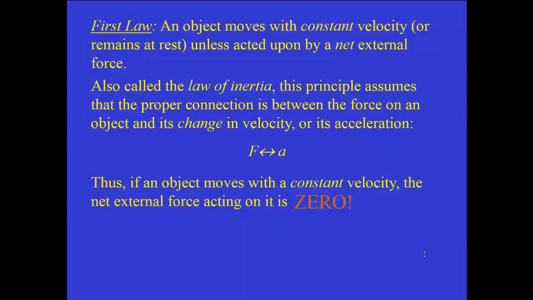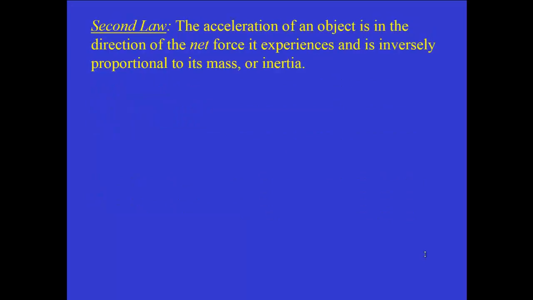It simply means that the sum total of all of those forces is equal to zero. That's important for us to understand. The second law extends this insight from the first law to a quantitative statement, which says that the acceleration of the object is in the direction of the net force it experiences and is inversely proportional to this quantity that we call the mass. And the mass is a measure of inertia.